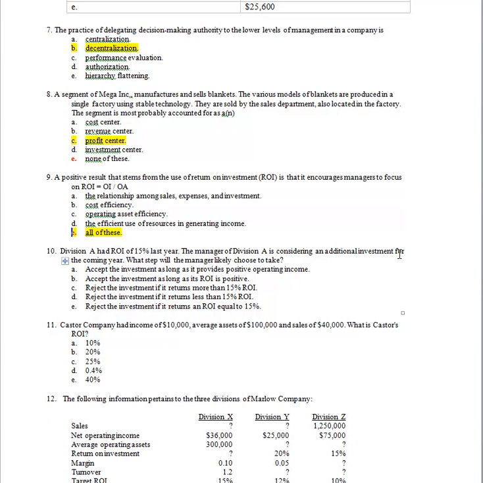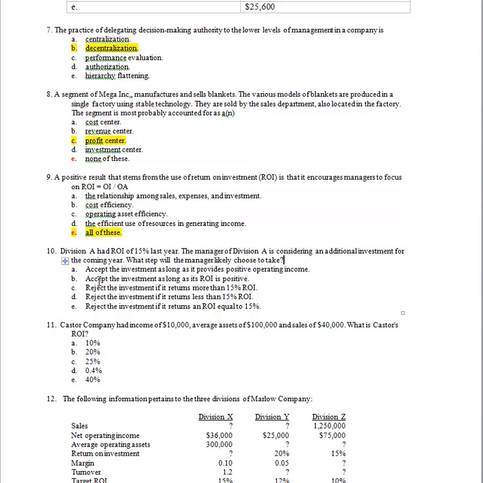Number 10, it says Division A had an ROI of 15% last year. The manager is considering an additional investment for the coming year. What step will the manager likely choose? So it's assuming that we're evaluating everything simply based on ROI. It says accept the investment as long as it provides positive operating income. Well, that's a false statement, because if you're the division manager of A and you already have an ROI of 15, you don't want to drop below that. You only want to accept additional investments that are going to keep you at the 15% ROI, if that's what you're being evaluated on.